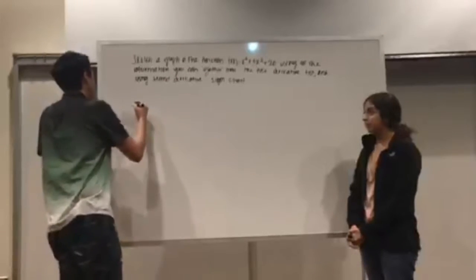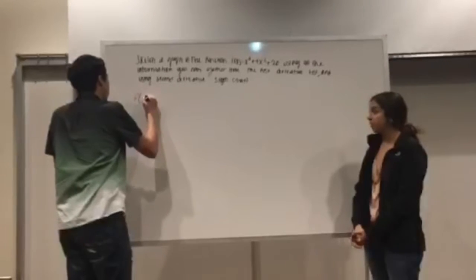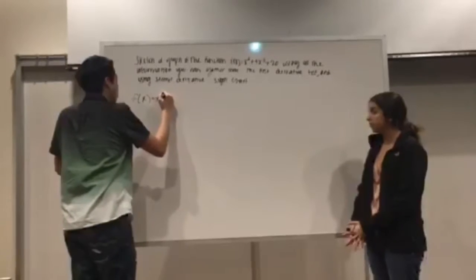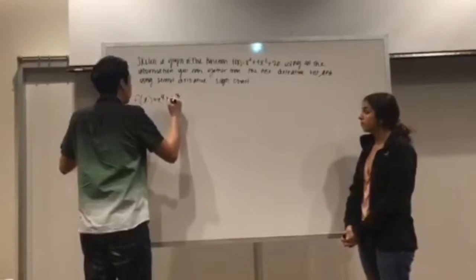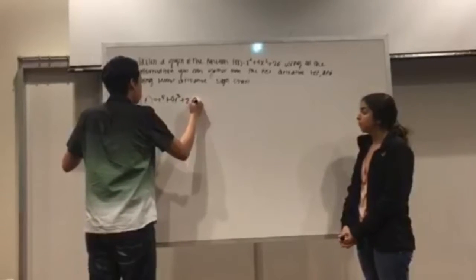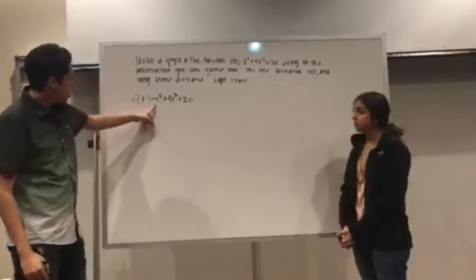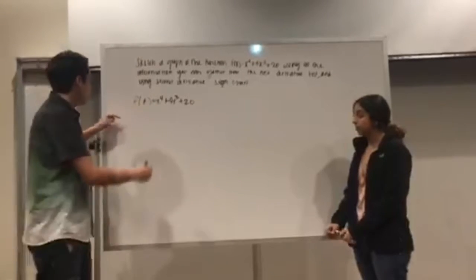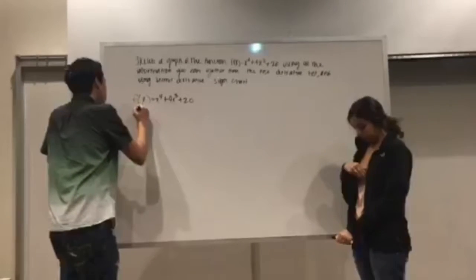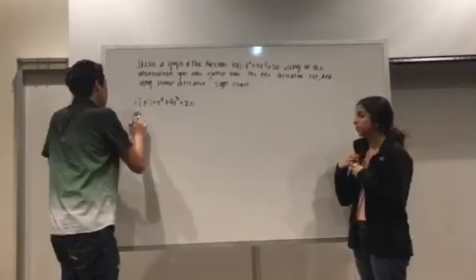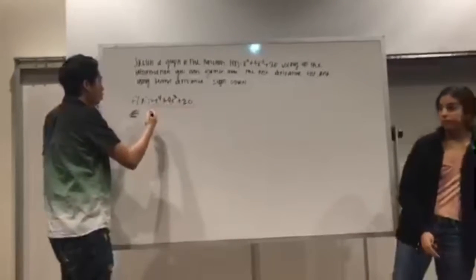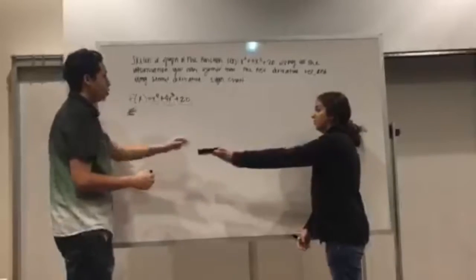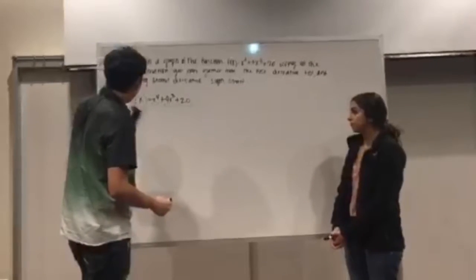f of x equals x to the fourth plus 4x cubed plus 20. This is our function. After this, we need to find the derivative of this function. So how that works is that we separate each term according to the sum and difference rule. But right here it's just a sum.